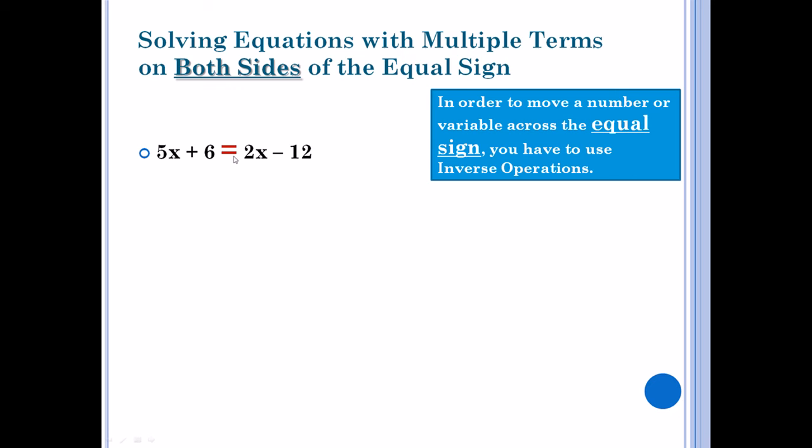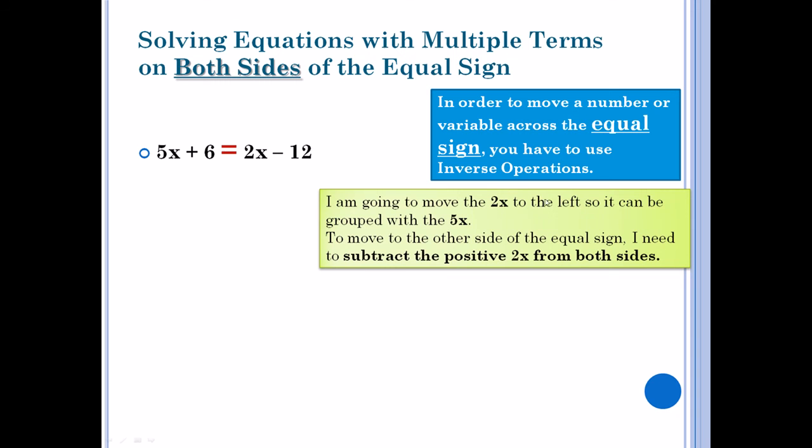I also mentioned it doesn't matter if you move all the x's left or all the x's to the right. But in this case, I'm going to go ahead and move the 2x to the left so it can be grouped with the 5x because I need to group them up. Now, if we notice, the 2x is positive. If I want to move it to the other side, I have to do the opposite of what a positive 2x is. What's the opposite of positive? Negative. So that means subtract. So I'm going to have to subtract 2x from the left, subtract 2x from the right.